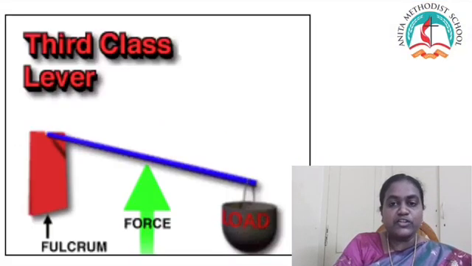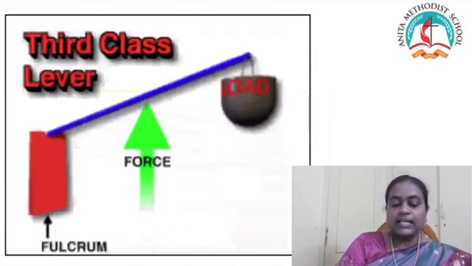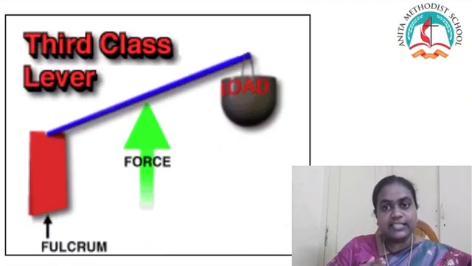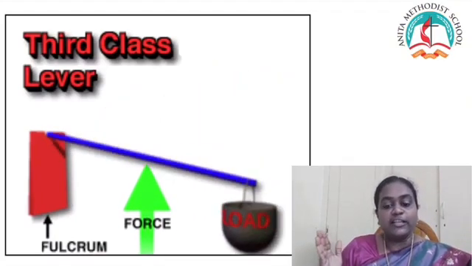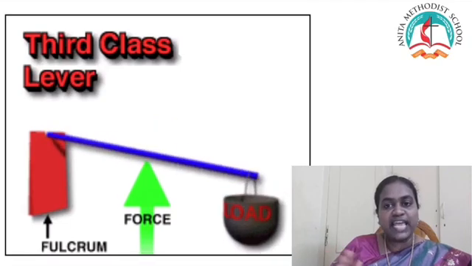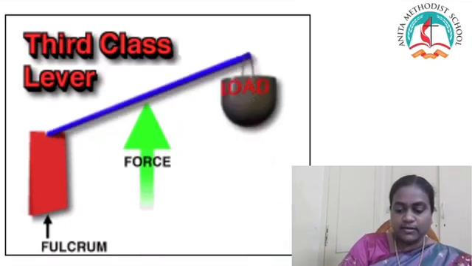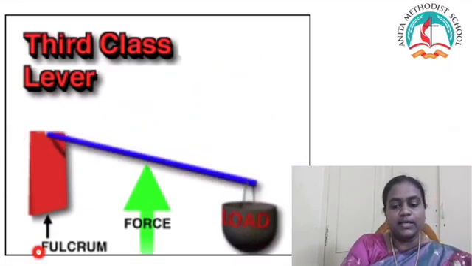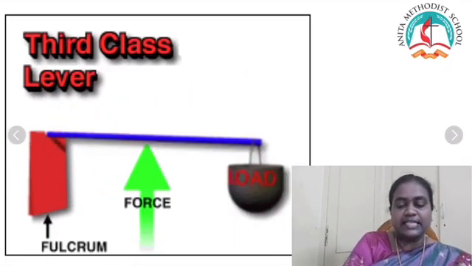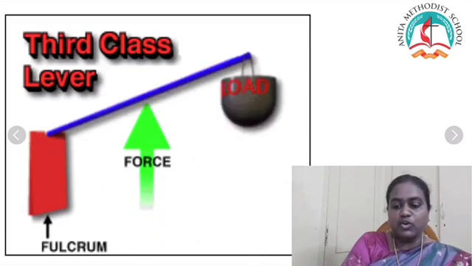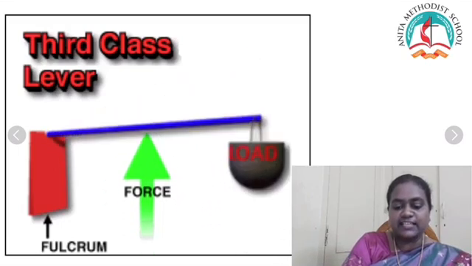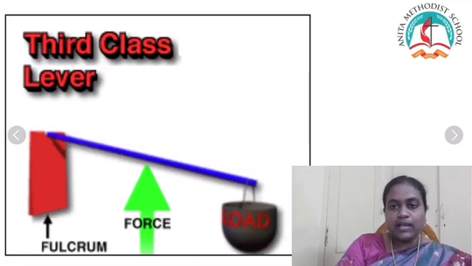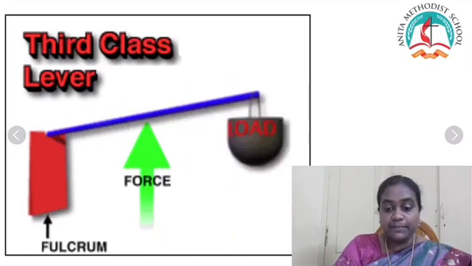Now we are going to move into third class lever. In the third class lever, the fulcrum is fixed there in the corner. Only the force and the load are being exchanged over here. See, can you see? The fulcrum is fixed over here. The force is in the middle and the load is in the end. Can you see this? Now let's look into an example.